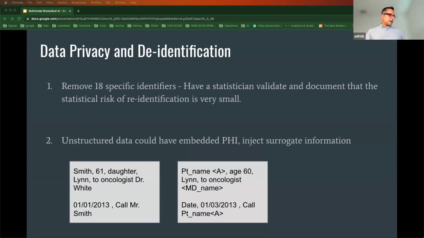In fact, removing PHI from unstructured data is one of the applications of LLMs. I have used our NLP tool a lot to do this kind of work. Rather than writing regular expressions, you can use your LLM to remove some of these attributes.